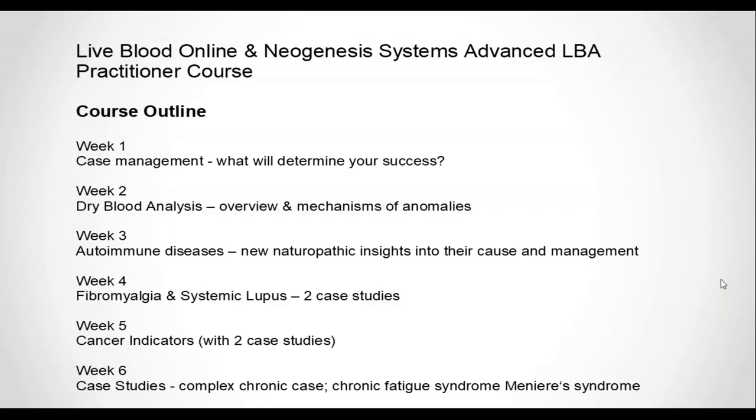In the third lesson, we look at autoimmune diseases. Now, this is a detailed lesson on autoimmune disease, and it covers the causes of autoimmune disease, as well as the latest information from published studies on the most important underlying cause for all autoimmune disease. And we look at which specific anomalies to look for then in your live and dry blood samples, and what specific protocols to use then to address these issues.